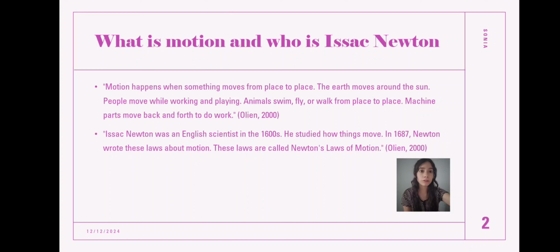And for who is Isaac Newton, since this presentation is all about Newton's laws, we also put who discovered it. Isaac Newton was an English scientist in the 1600s. He studied how things move in 1687. Newton wrote these laws about motion. These laws are called Newton's Laws of Motion. This is a simple way for the students to understand.